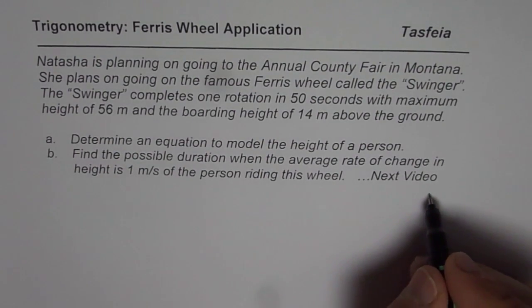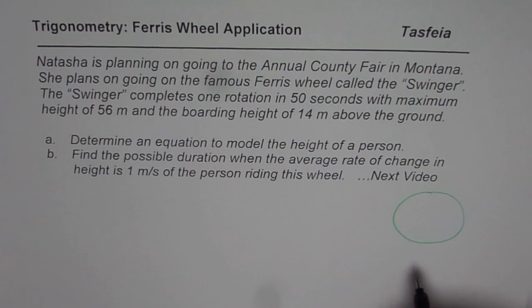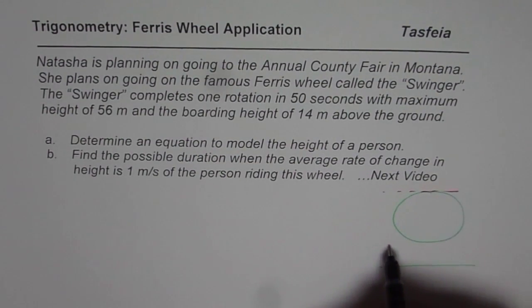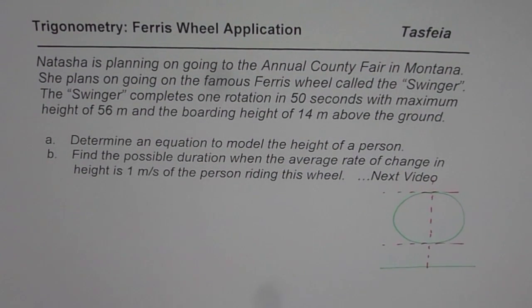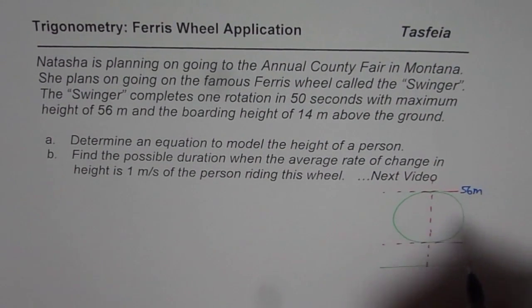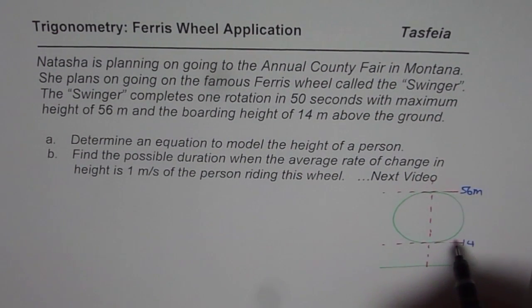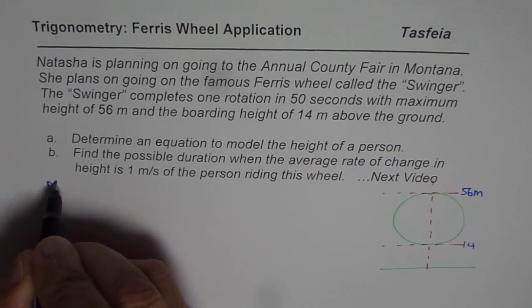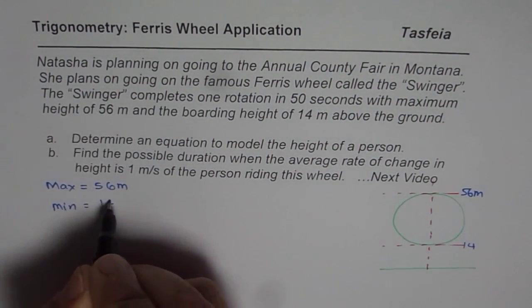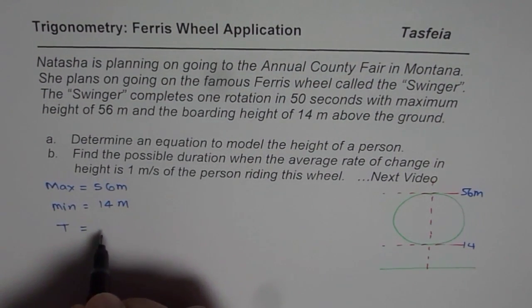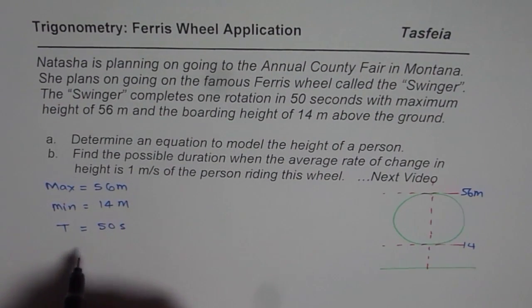So what we are given here is a Ferris wheel, and it is high above the ground, right? With, let us say, the maximum, and that is the minimum. So let me make my scale somewhere like this. So what we have here is maximum 56 meters, minimum is 14 meters, and time taken for one revolution is 50 seconds. So we have maximum is 56 meters, minimum height is 14 meters, and 50 seconds for one revolution. Correct.